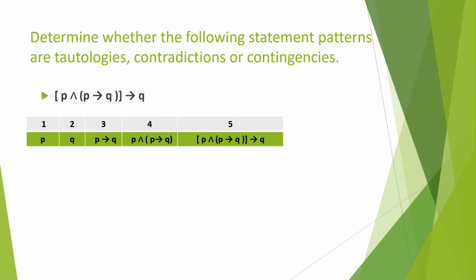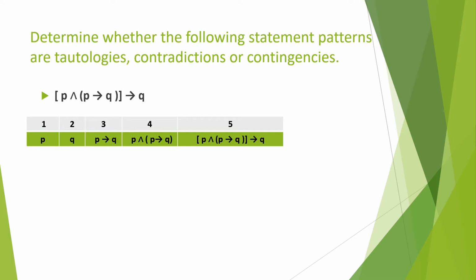Now the inner bracket is P implies Q. So the next column, column number 3, is of P implies Q. Then the square bracket, which is P and P implies Q. And the last column is a column of the statement pattern. Now to find whether it is tautology, contradiction or contingency, we have to find out the last column. If in the last column we get all T's, then it is tautology. If all are F, then it is contradiction. And if it is a mix of both T and F, then it will be contingency.